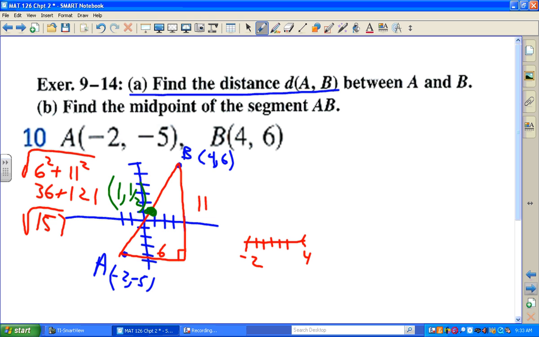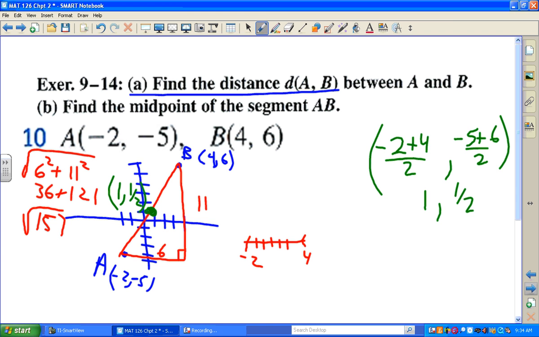So the midpoint, you take negative 2 plus 4 divided by 2. And then you take negative 5 plus 6 divided by 2. 2 divided by 2 is 1, and that's a half. The picture is optional, but I like to draw pictures. Okay? So that's the midpoint. Nice and neat. Questions on the distance formula or the midpoint?